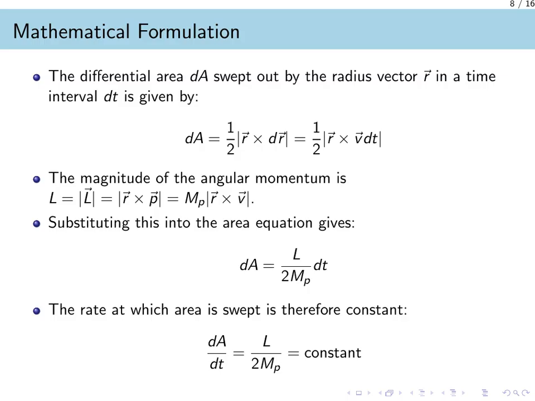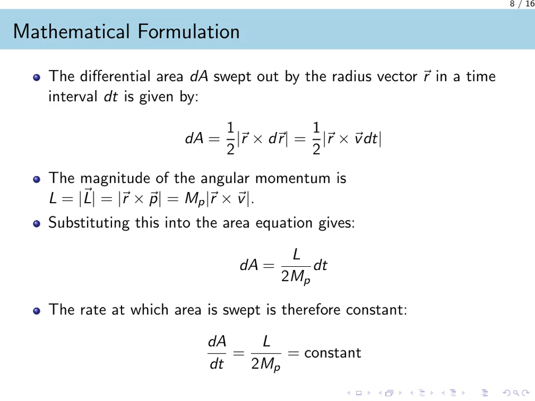Let us now formalize Kepler's second law by showing mathematically that the rate at which a planet sweeps out area is constant. This derivation directly connects the law to the conservation of angular momentum we just discussed. First, consider the small, triangular area, dA, that the planet's position vector sweeps out in a short time interval, dt.